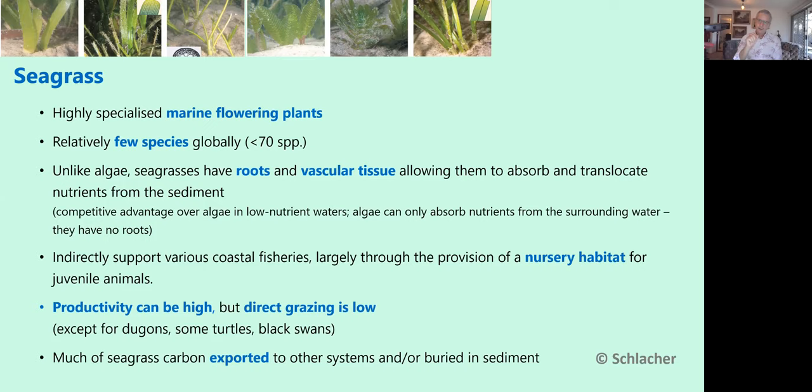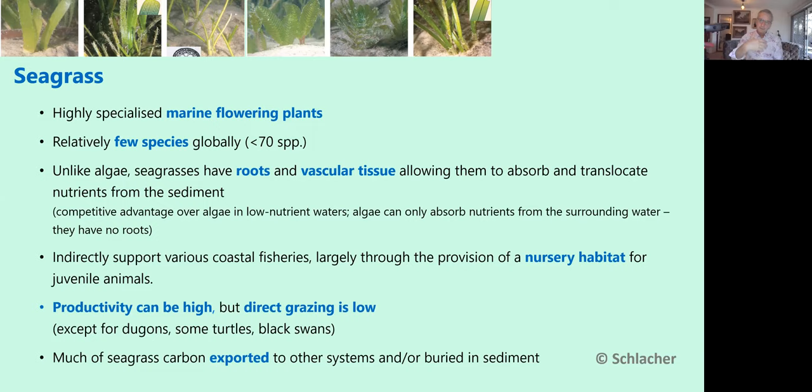Seagrasses have roots. As a matter of fact, they're the only marine plants, permanent flowering plants, permanently submerged with roots, and they have vascular tissue to store nutrients, sometimes in big rhizomes, which are parts sitting underneath the mud. And that's a huge competitive advantage over algae, because they can take up nutrients not only from the water into their leaves, but mostly from the sediment, which is kind of cool.